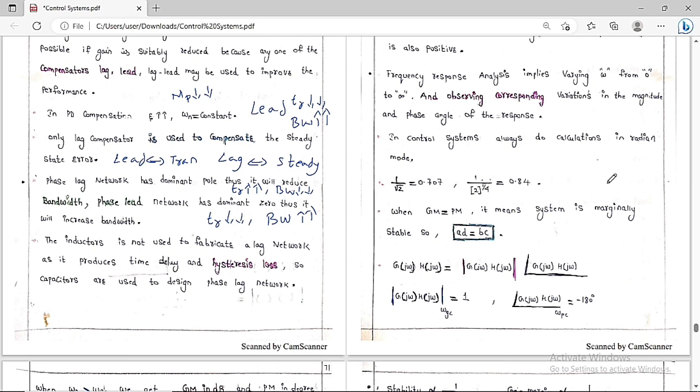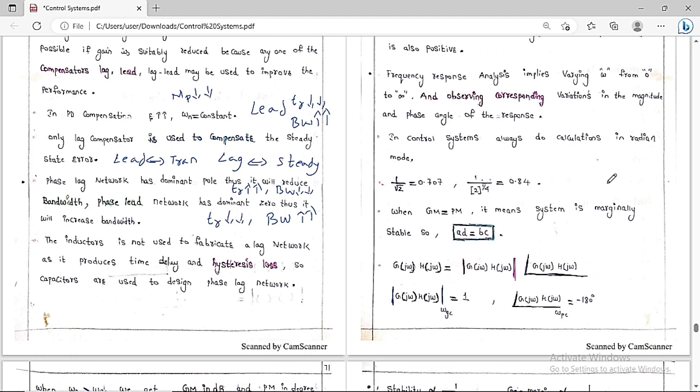So what is the meaning of frequency response analysis? It means we are going to vary the frequency from 0 to infinity. Then what is the variation in the magnitude and the phase angle? That is called the frequency response. So frequency response analysis means basically we are going to change omega from 0 to infinity, and plot the variation in the magnitude as well as the phase angle of the response. That is called the frequency response analysis.